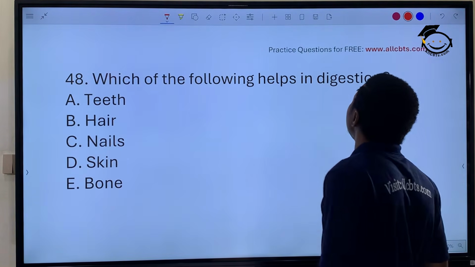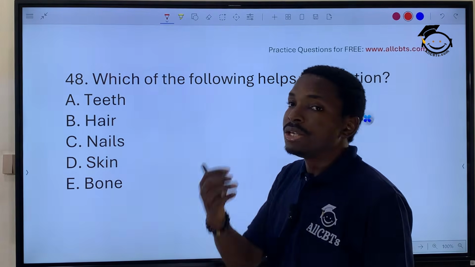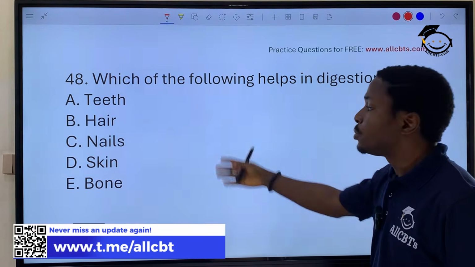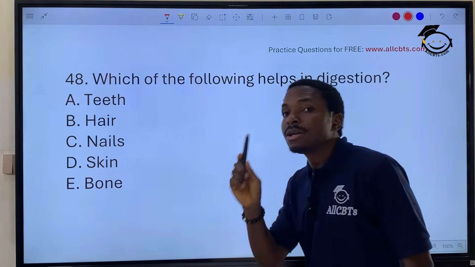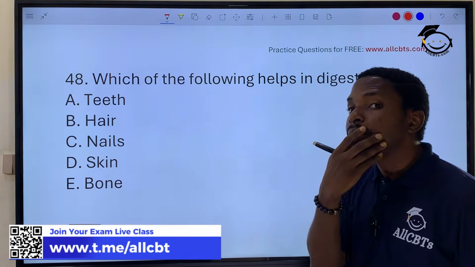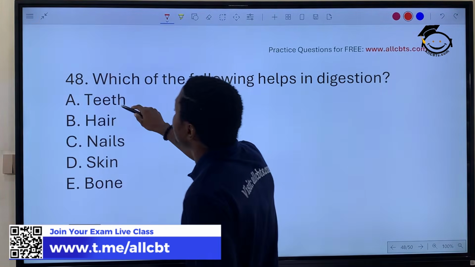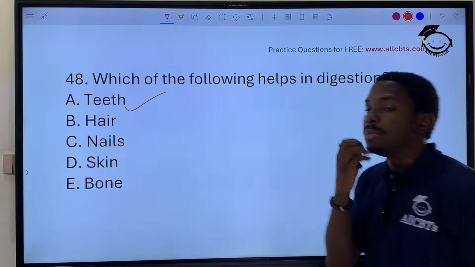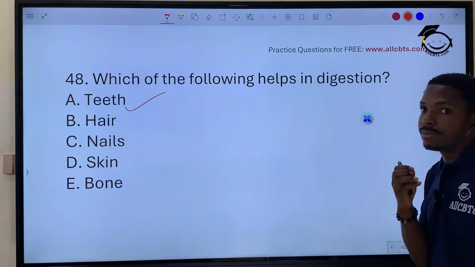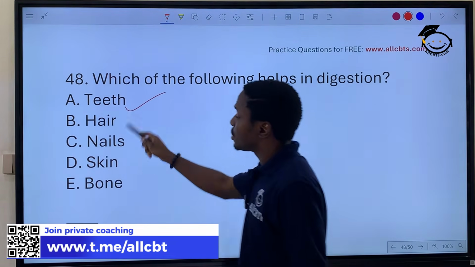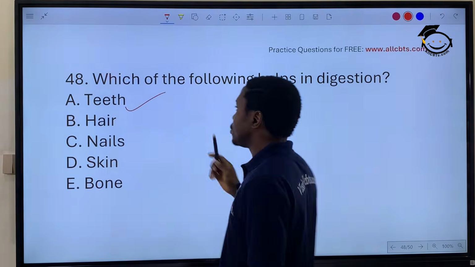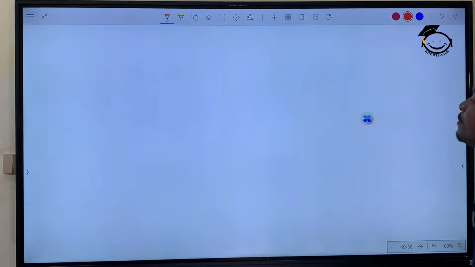48. Which of these following help in digestion? In the digestion of food. Which of these will help you to digest your food? Anything you eat. The first contact of digestion is your mouth, and the major organ there is your teeth. The teeth is a major organ for digestion in the mouth, right? So from all these, the other ones do not make sense. So the teeth.